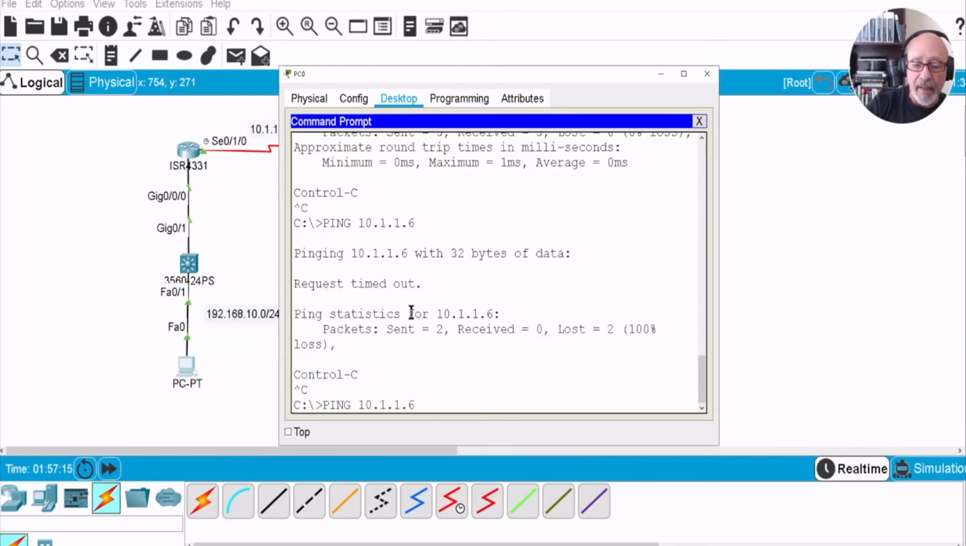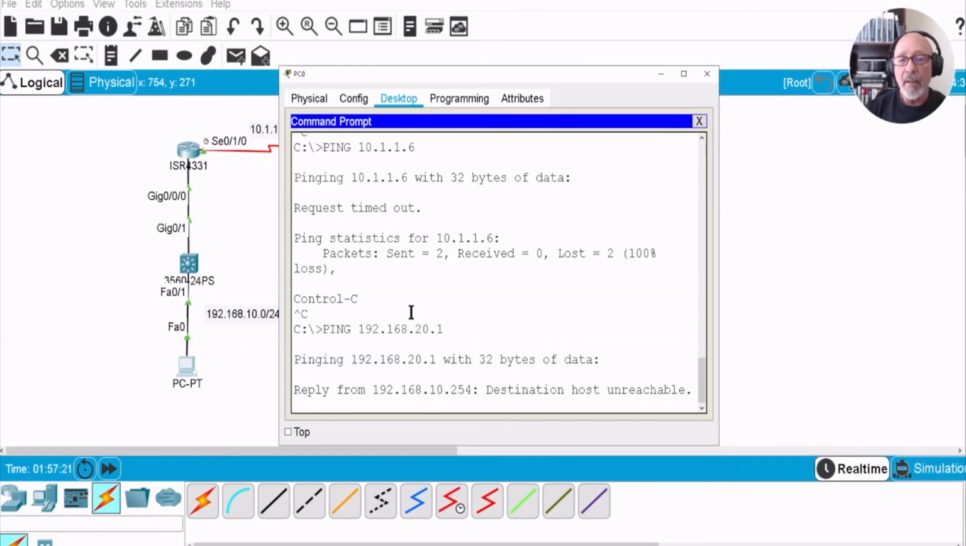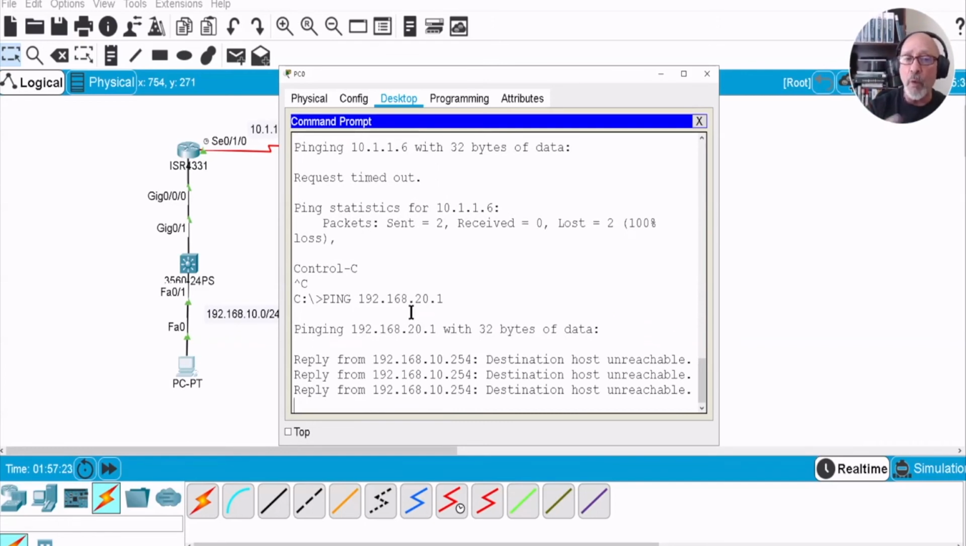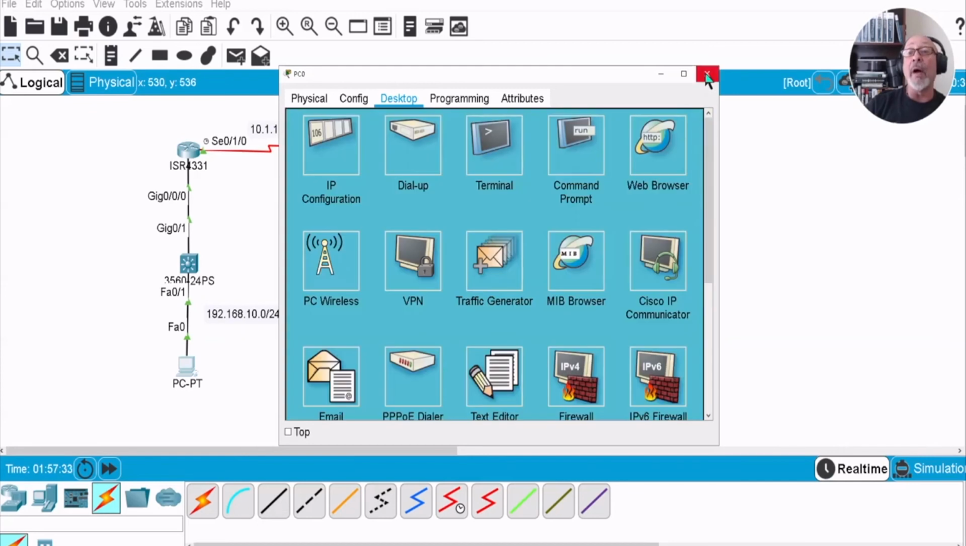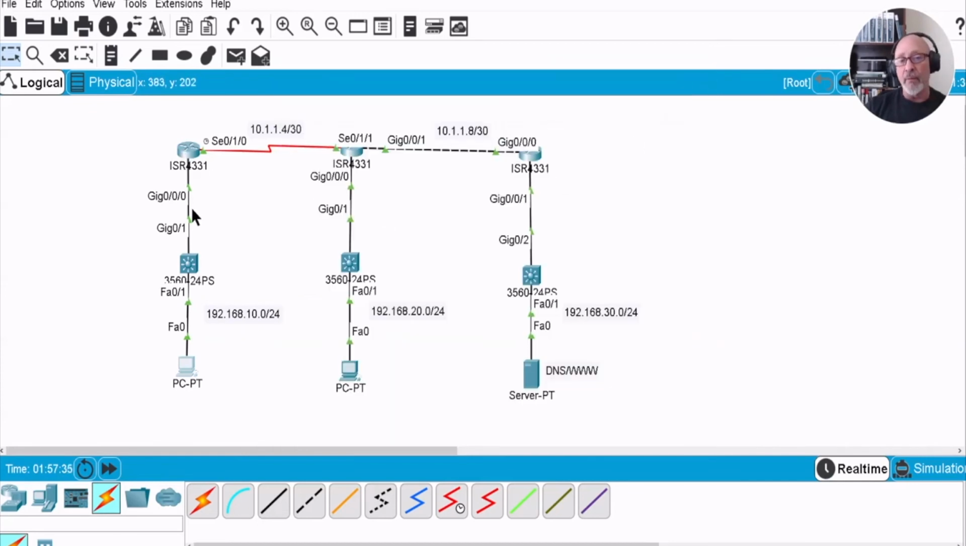If I try to ping 192.168.20.1, it's going to be unreachable. So request timeout came back because it got there. It just didn't know how to get back. And unreachable, you're getting a reply from your gateway. It means the router told you, I have no idea where that network is at. So it's unreachable. That's where you get a reply from your gateway. But here you were able to get here. This router just doesn't know how to send the information back.